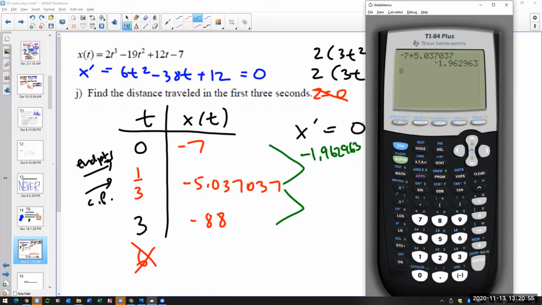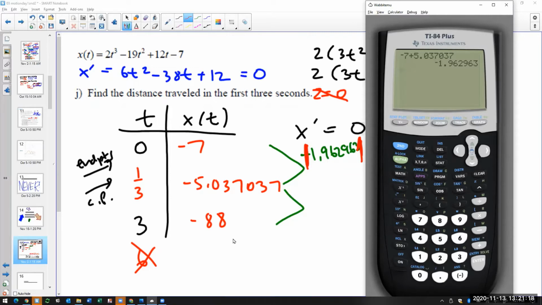But guys, I only want the absolute value. I only want the distance between them. So I'm going to put absolute value bar signs. Then between negative 5 and negative 88, what's the distance between them? What are we really asking? I'm standing at negative 5, then I move to negative 88. What's the distance between them? So you're going to subtract those two numbers.